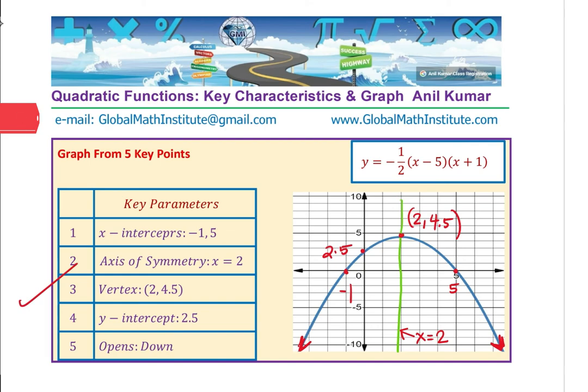With these 5 key parameters, we accurately define a graph when it is given in intercept form. So you do not have to make a table of values. These are good enough for a perfect graph. I hope it all makes sense.